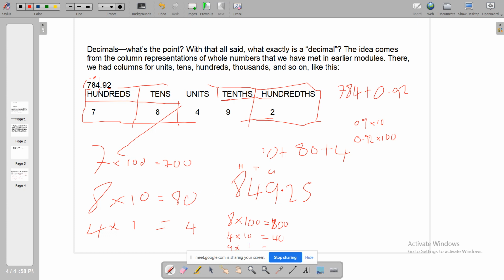So when you compute it, you realize that you will have what? 800 plus what? 40 plus what? 9. Okay, that will give us the total of this: 849. Okay, that's good. So now let's come here.